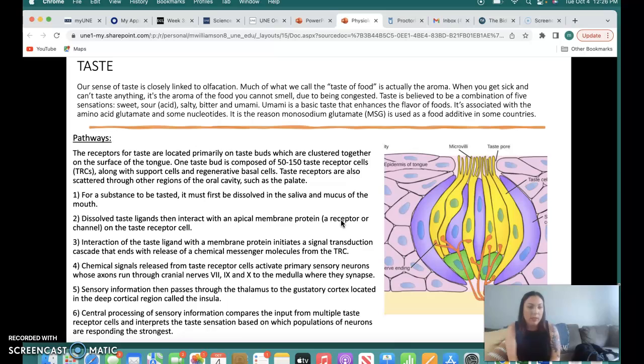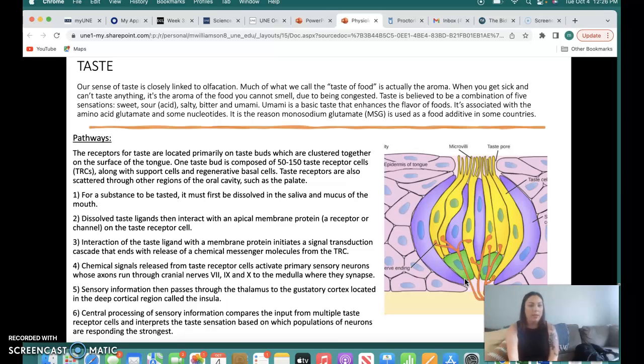Chemical signals released from taste receptor cells activate primary sensory neurons whose axons run through the cranial nerves. So here's the cranial nerves, so the axons will run through them, that area. Through cranial nerves 7, 9, and 5 to the medulla where they synapse.